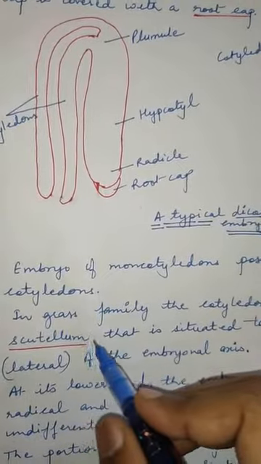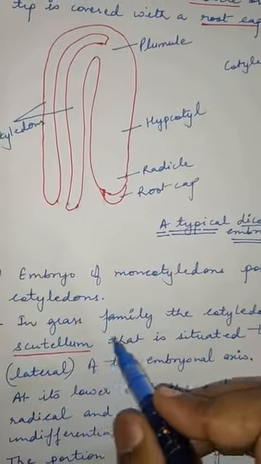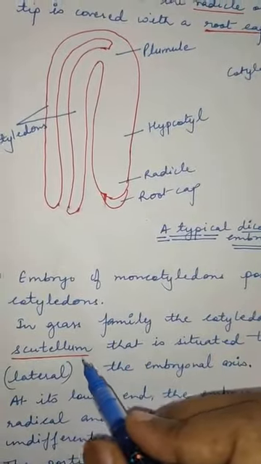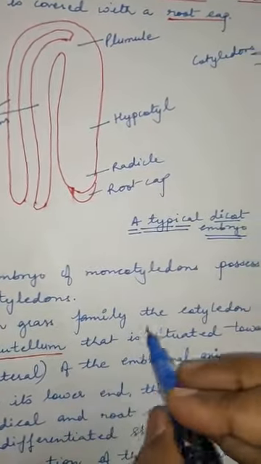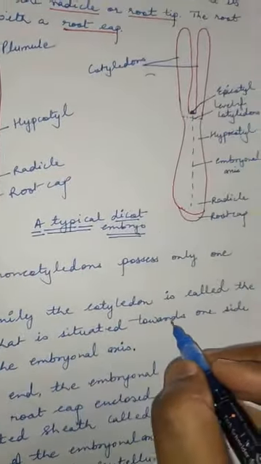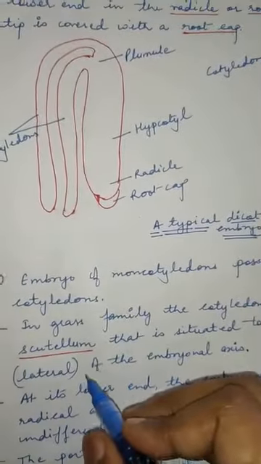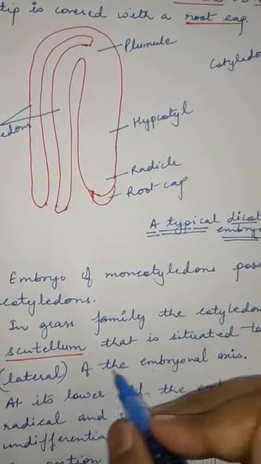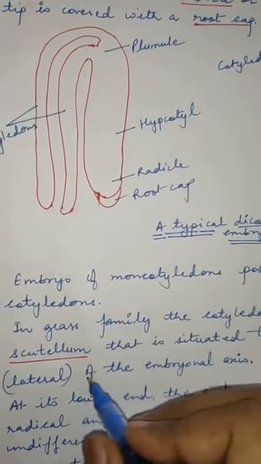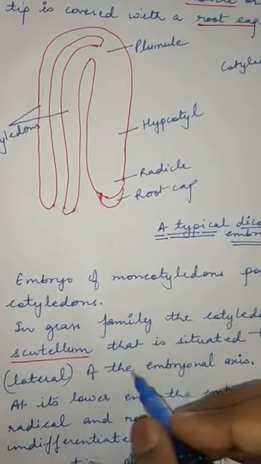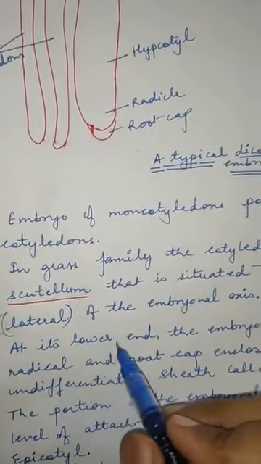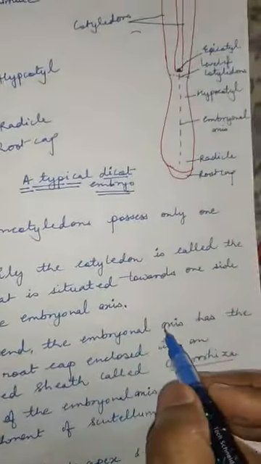What is the cotyledon called? Scutellum. That is shield shaped. Scutellum is shield shaped and is situated towards one side. One side means on the lateral side of the embryonal axis, right? That is situated on one side of the embryonal axis. Clear?